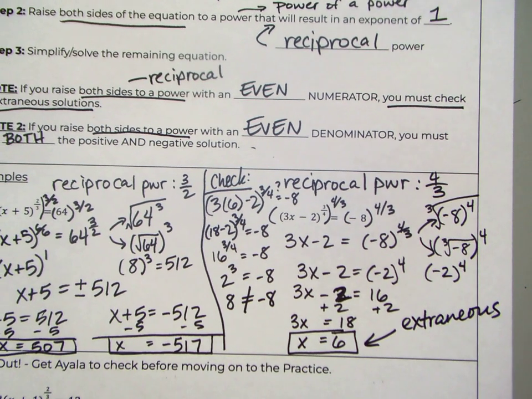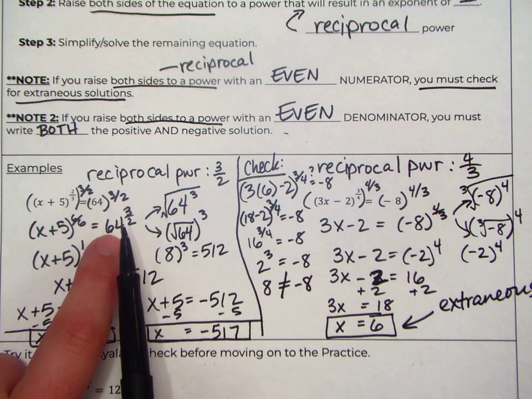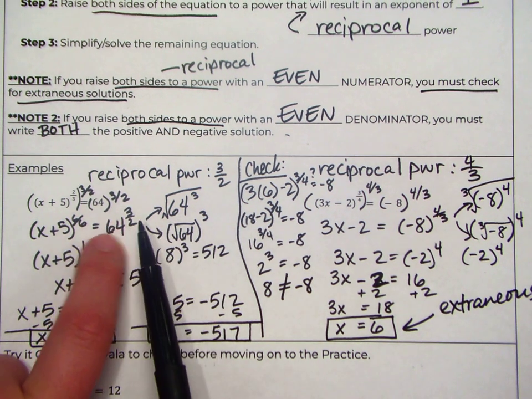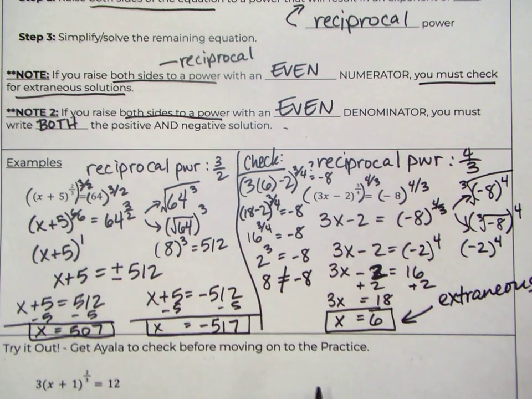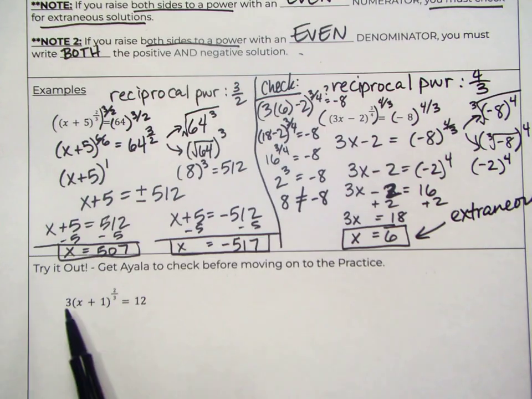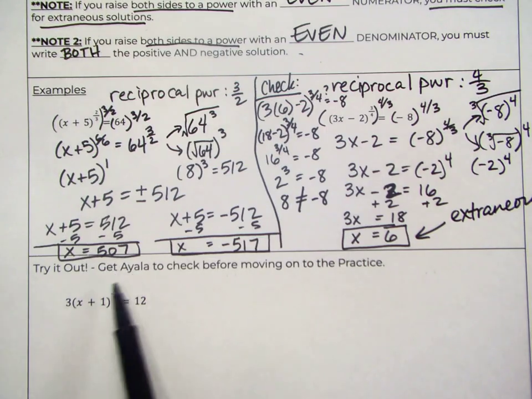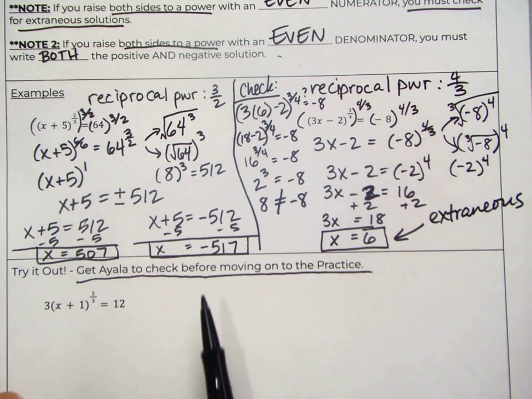Okay? But again, all these other crazy powers with your plain number, you can type that in your calculator. Don't freak out. I just didn't have the calculator with me. Okay? So now you've got these notes. Do the try it out section. Get me to check before moving on to the practice. Okay? All right.